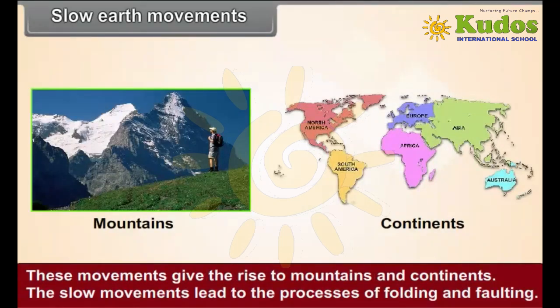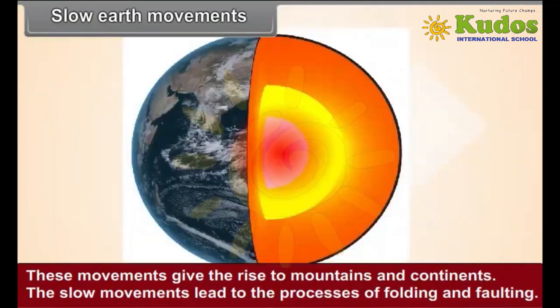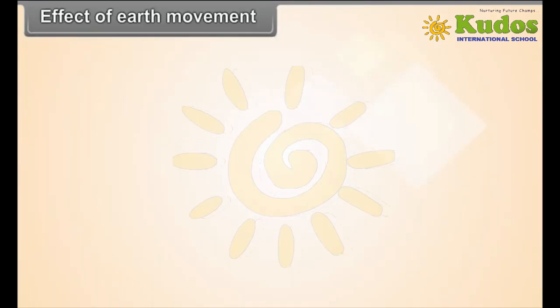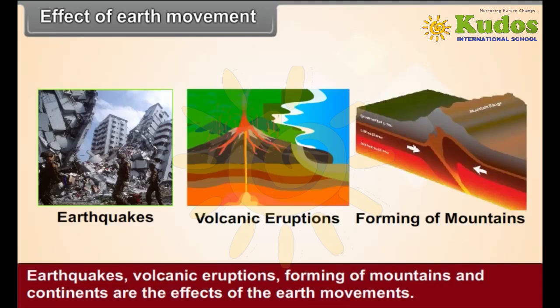These movements give rise to mountains and continents. The slow movements lead to the processes of folding and faulting. Effects of Earth's movements: earthquakes, volcanic eruptions, forming of mountains and continents are the effects of Earth movements.